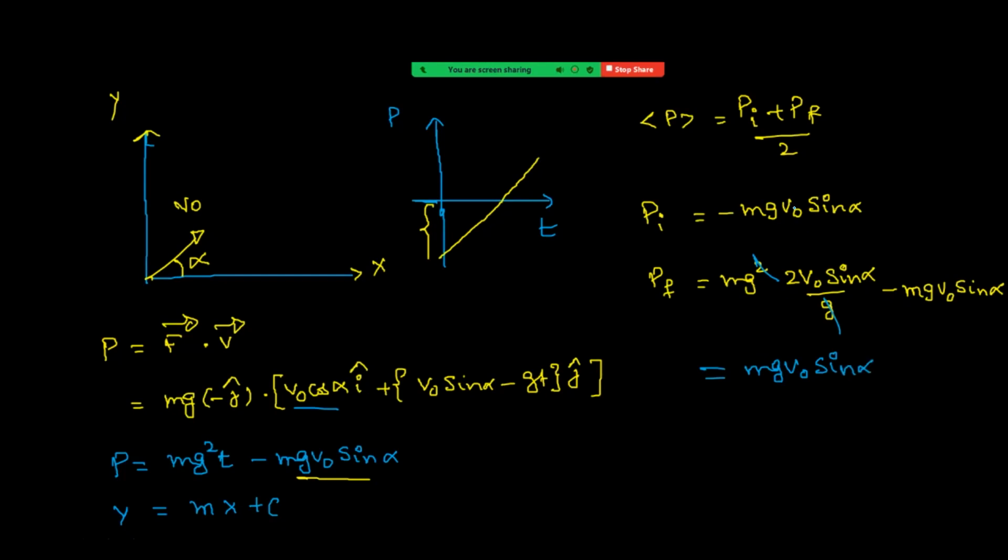Initial value and final value are the same in magnitude, but one is negative and one is positive. That means P initial plus P final is equal to 0, and 0 by 2 is again 0. That means the average power during the entire time of flight is 0. Okay. So this is power and this is average power, right? Let us see the next one.